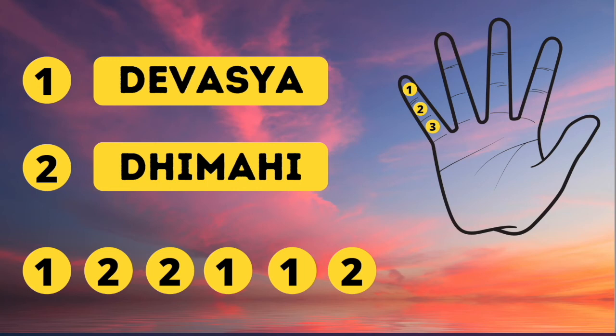we have just a certain portion of the sequence, which is 1, 2, 2, 1, 1, 2. So we simply say, Devasya Dhimahi Dhimahi Devasya Devasya Dhimahi, as Devasya and Dhimahi were the first and second word respectively.